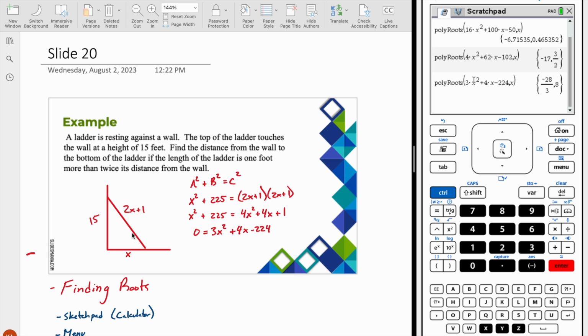Keep in mind, whenever we are measuring the distance from the wall, this has to be a positive number, which means 8 would be our final solution.